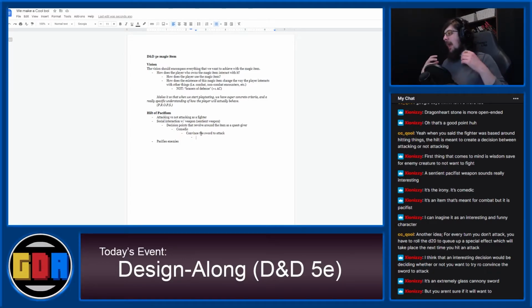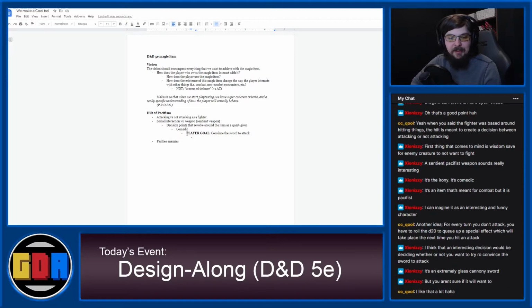Because now what we have is a player goal. We have a player goal, and that means that we're halfway toward creating an interesting core tension.